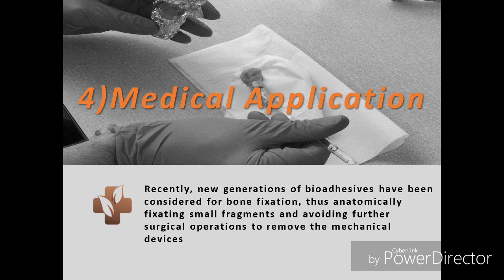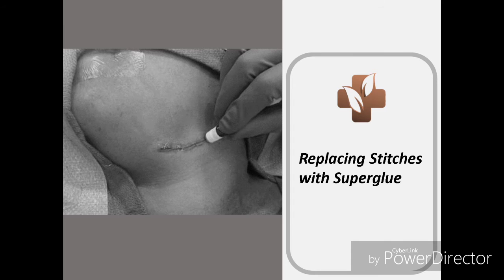Next, medical application. For medical application, adhesive bonding are used to repair the wet living tissues and bone. So it can be used for orthopedic surgery. As you can see, adhesive bonding also can be used for replacing stitches with super glue. So we can skip the stitch removal part, as it will slough off along with the outer layer of skin after a couple weeks.